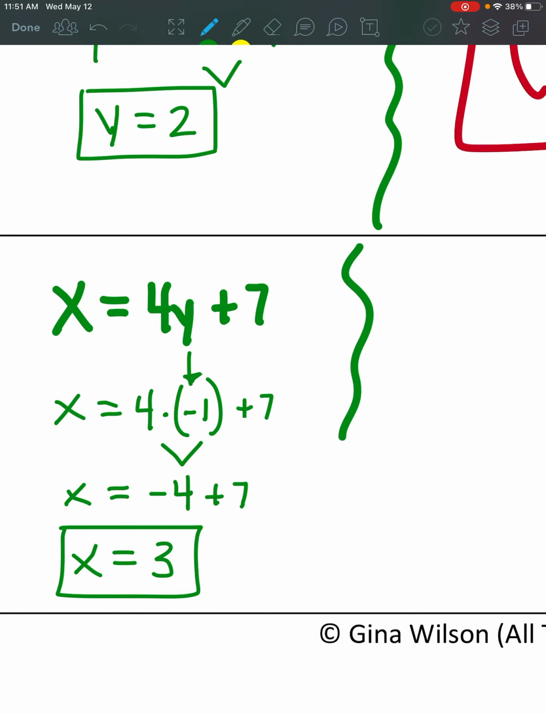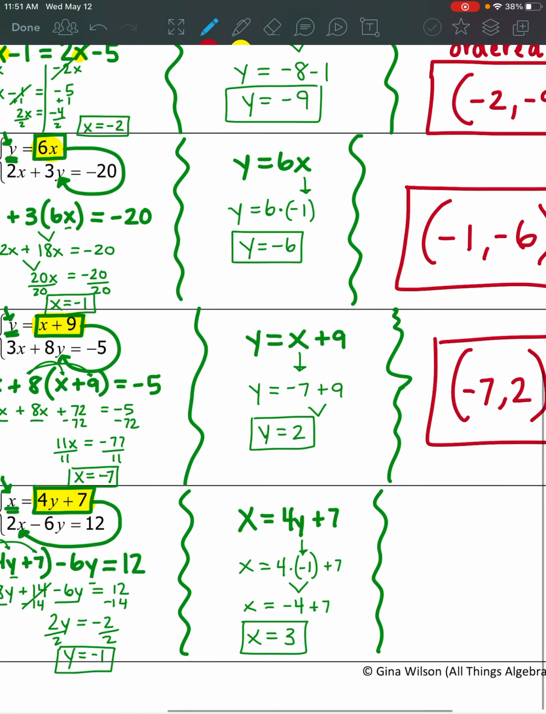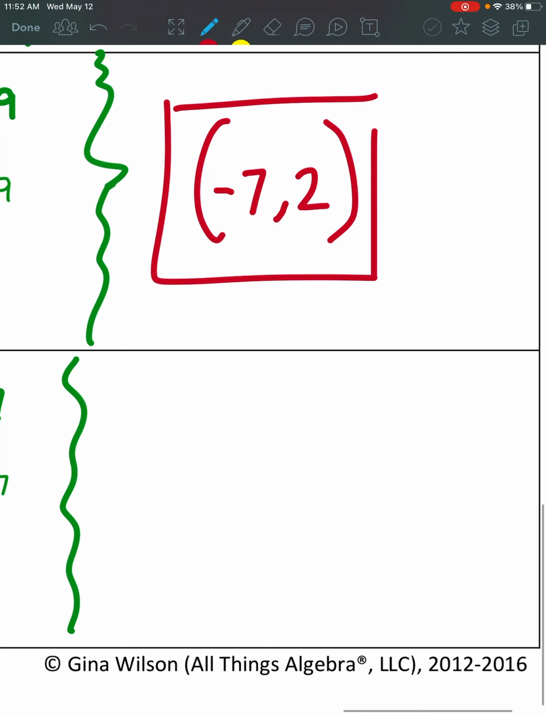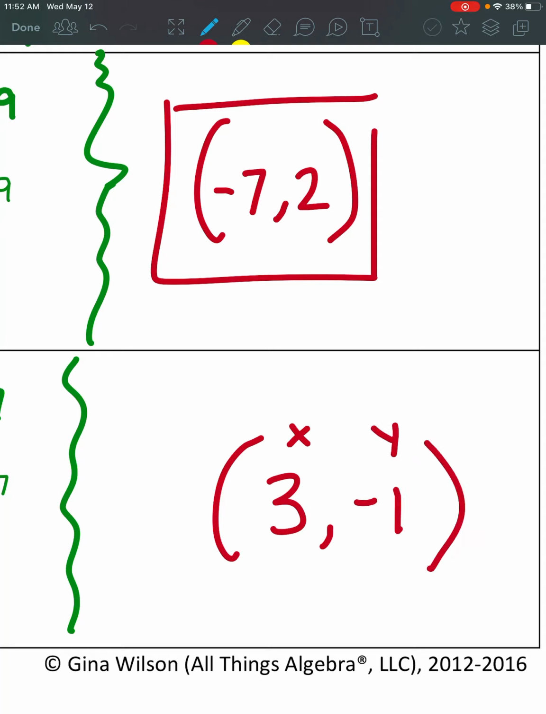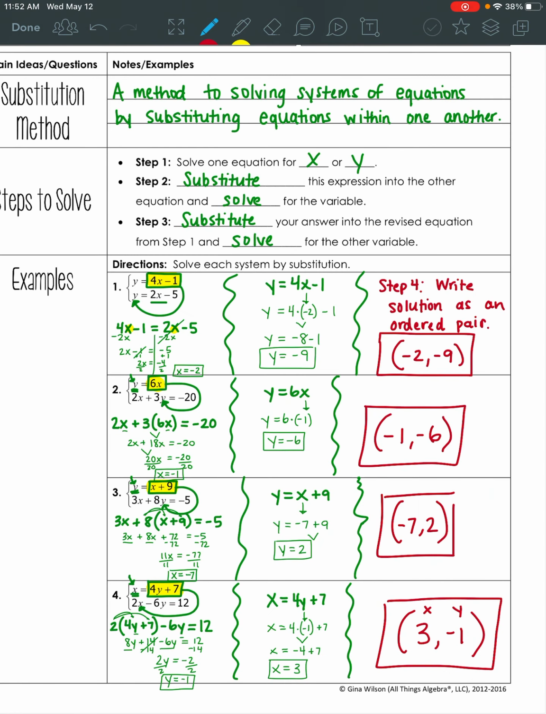And then our final step of writing the ordered pair, make sure you write the x variable first, because in that scenario we solved for y first. So I often see we'll write the ordered pair as -1, 3, and that would be wrong, because in our ordered pair, the x has to come first, which was 3, and then the y, which was -1. So 3, -1 is our solution.